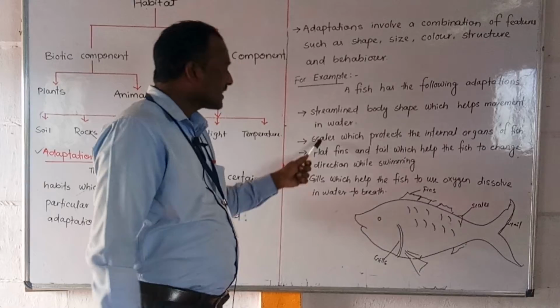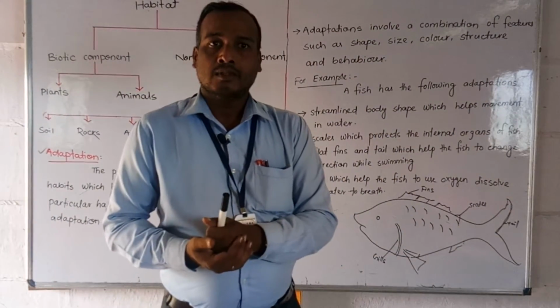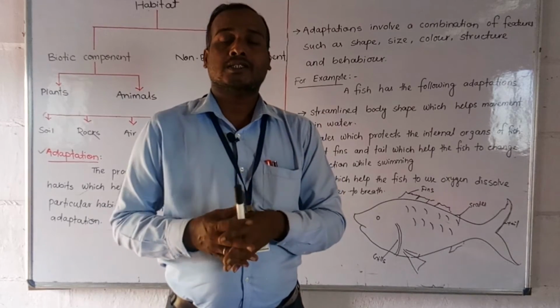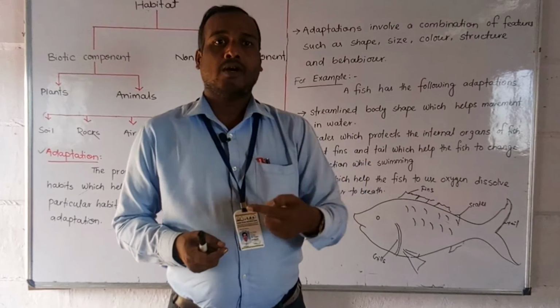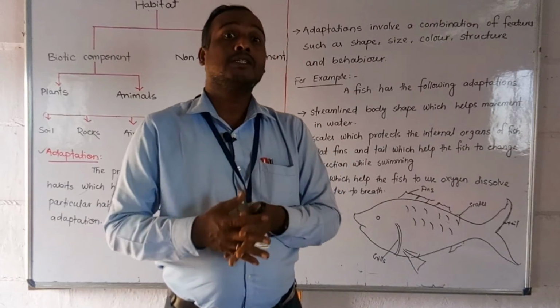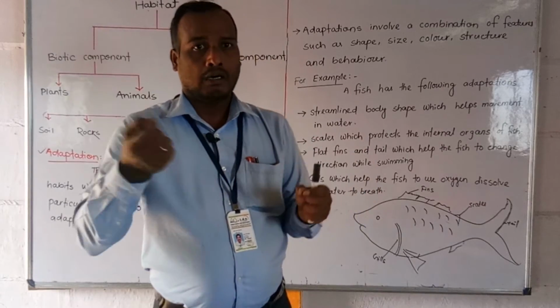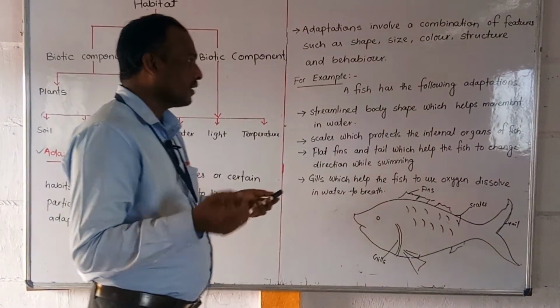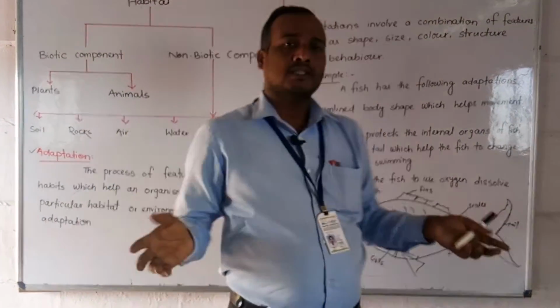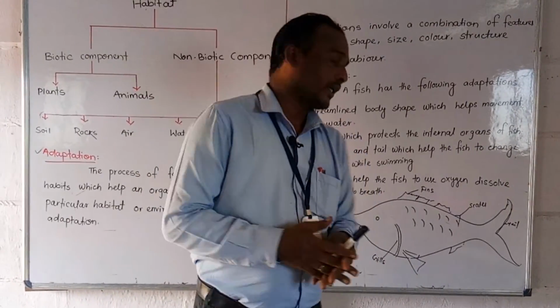Okay. Second one, scales, which protect the internal organs of the fish. The scales are there, which are helping the internal organs. If you have seen the body, like small bones there, that is called scales, and they help protect the internal organs like lungs, heart, liver, whatever internal organs are there.